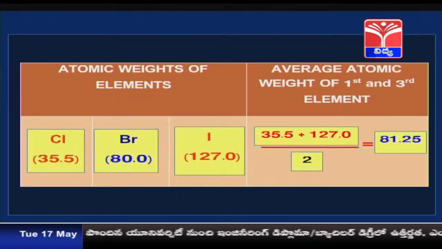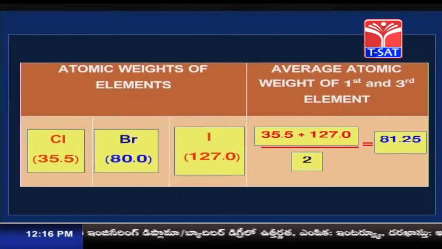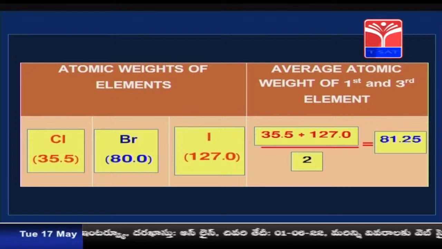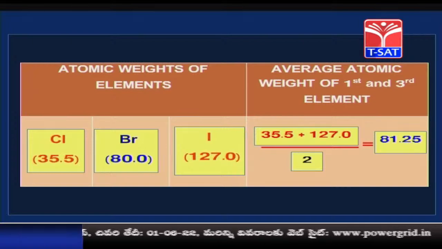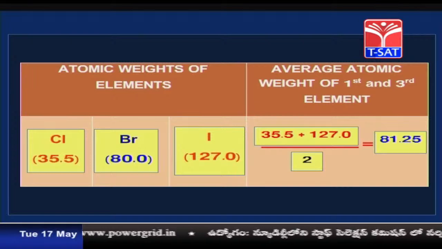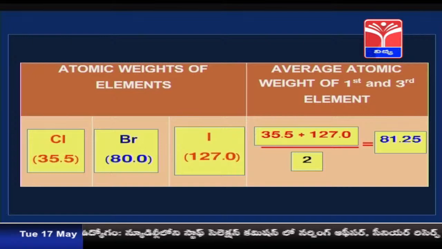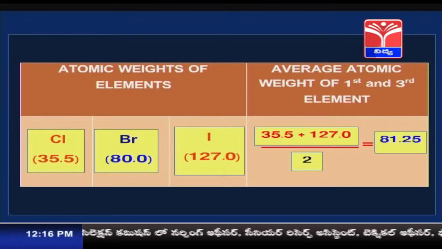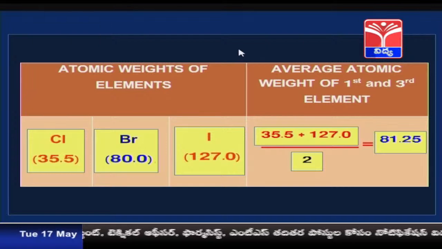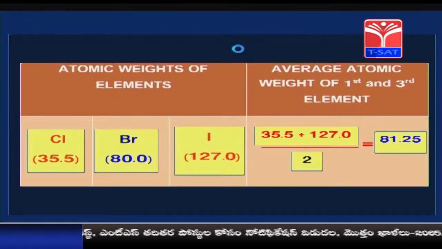Why? Because at the time of Dobereiner there were no spectrometers to calculate the atomic weight correctly. Nowadays, we are getting modern spectrometers by which we can get the exact weight. That is why this law is not applicable for some elements such as bromine. We will study it under limitations.